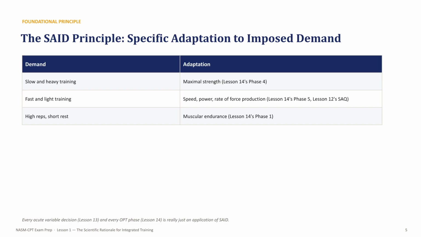Here's the bigger picture. Every acute variable decision in Lesson 13 and every OPT phase in Lesson 14 is really just an application of SAID. If you've already been through program design, this should land as a bit of an, oh, that's why moment.